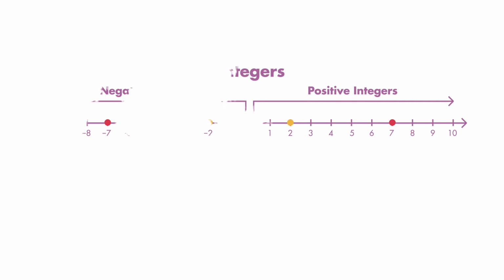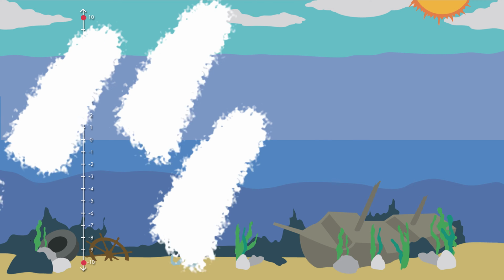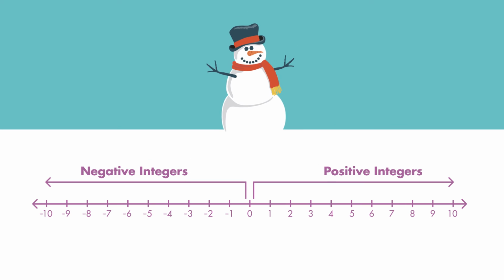Integers can be used when talking about real-life situations. A diver swimming 10 feet below sea level is at negative 10 feet. The opposite of negative 10 is positive 10. The weather forecast calls for snow and a high temperature of 8 degrees above 0. The opposite of positive 8 is negative 8.